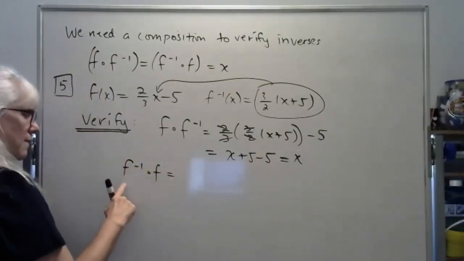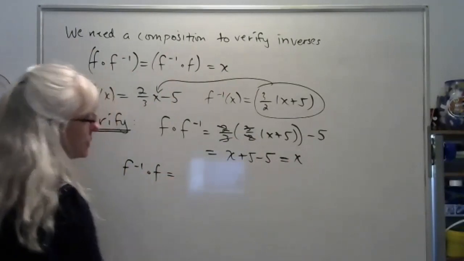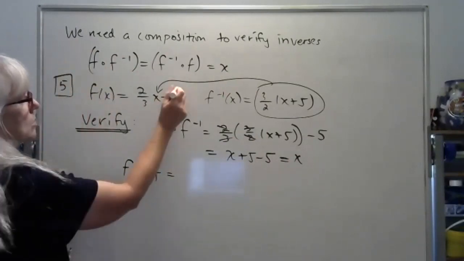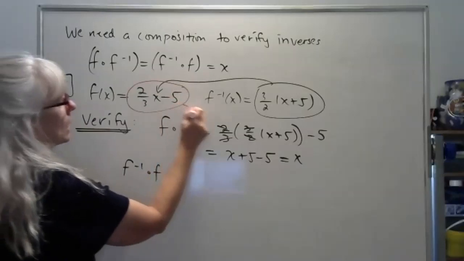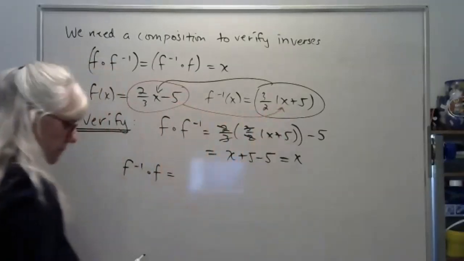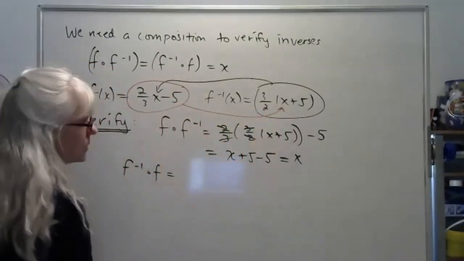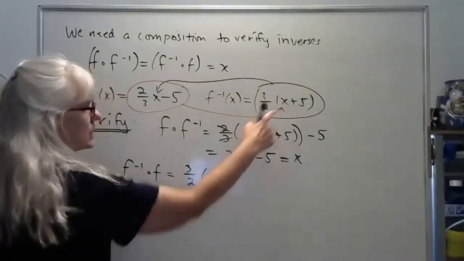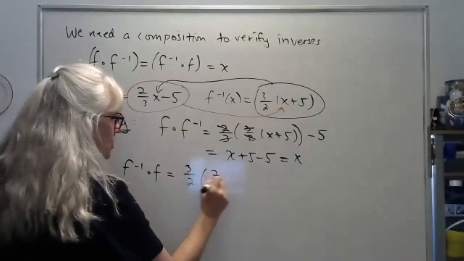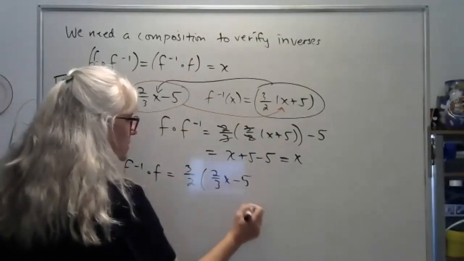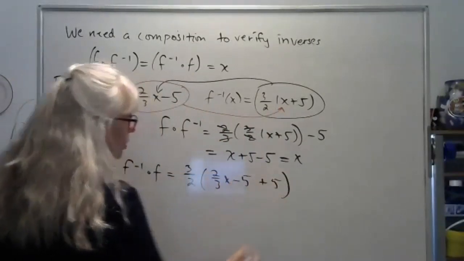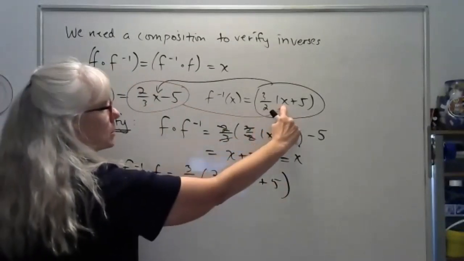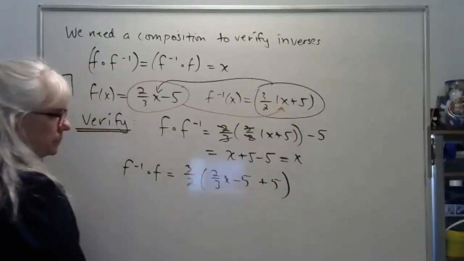So now we're going to take F inverse and compose it with F. So now we're doing the replacement in the opposite direction. We're going to take all of this and plug it in for that x right there. So that'll give us 3/2, and in parentheses, in place of that x, I'm going to use the 2/3 x minus 5, and then I'll have plus 5, and then I'll close my parentheses. So again, all we're doing is replacing that x with the other function.